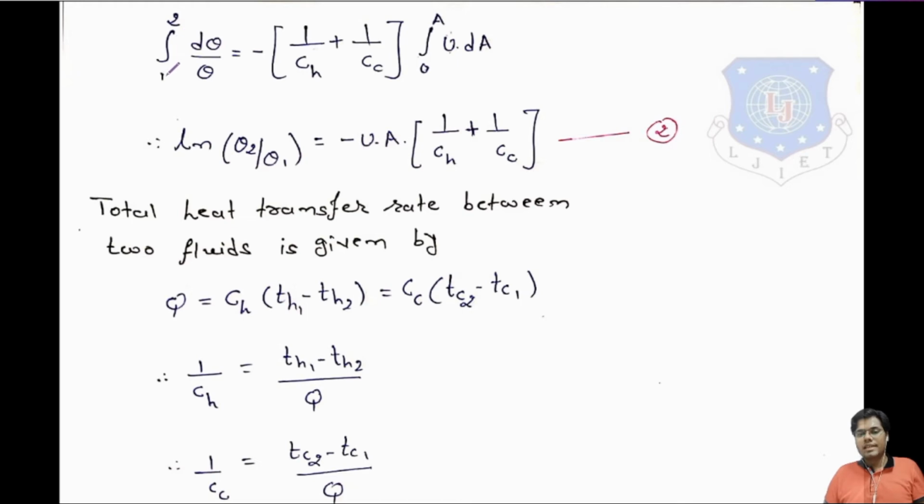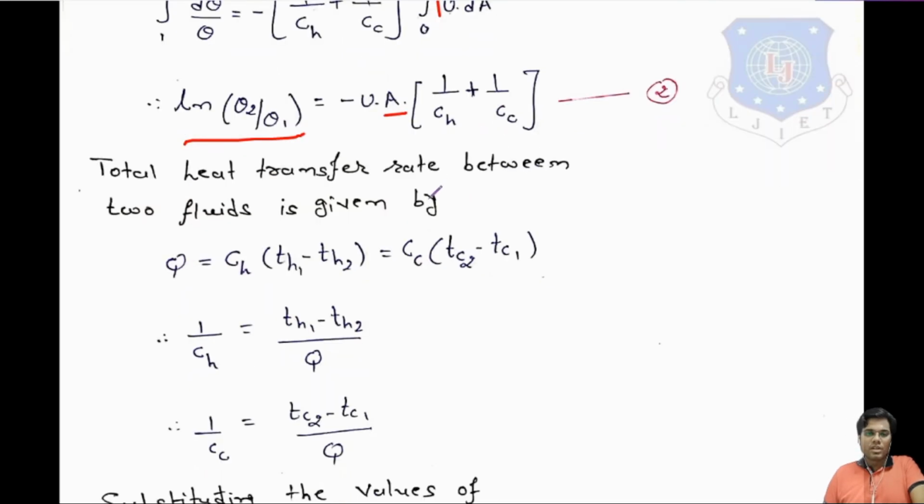1 and 2 show the inlet and outlet temperature conditions. So 1 upon something will give log of something, and putting upper limit minus lower limit, it will give ln theta 2 minus ln theta 1, which converts into ln theta 2 by theta 1. Here 1 upon Ch plus 1 upon Cc will remain constant. Here U is constant, and upper limit minus lower limit means A minus 0, eventually it will convert into A. So minus UA (1 upon Ch plus 1 upon Cc). Now give this equation number 2.